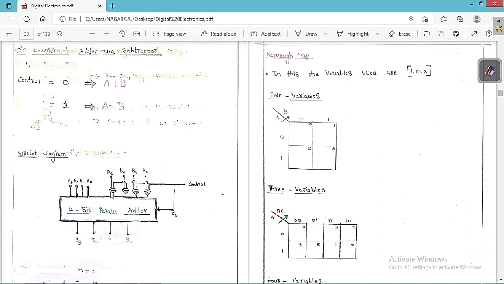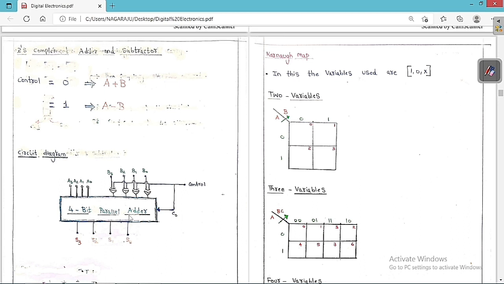Here I am going to keep an XOR gate in front of B0, B1, B2, B3. And this common signal I am going to take to the control signal, and this is C0. I have already told you these are the full adders.